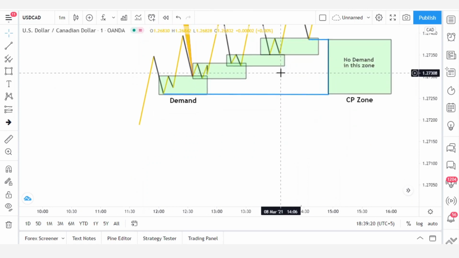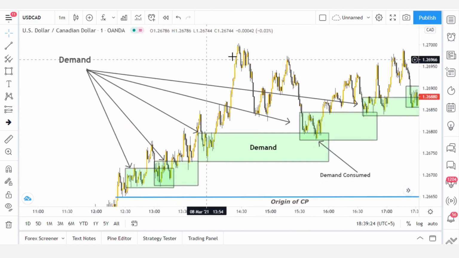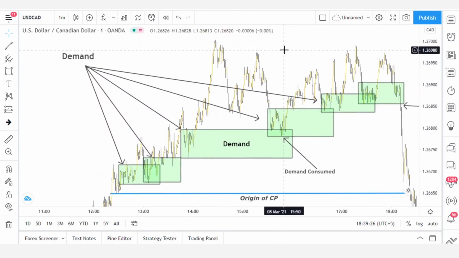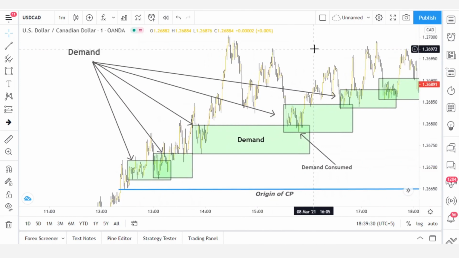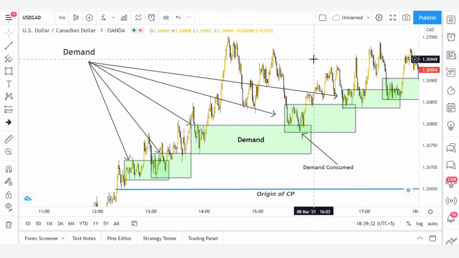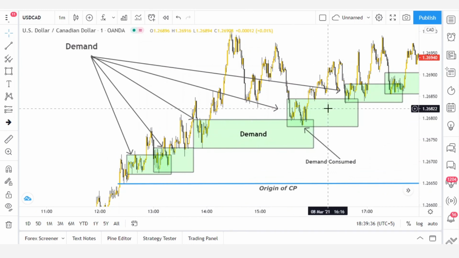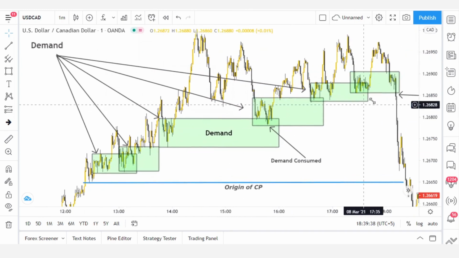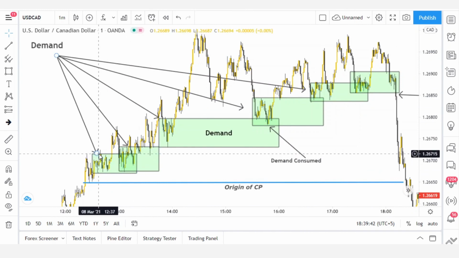Now let's look at the live chart. I have already drawn the chart to save your time. Now look at these demand zones. All are retested and not fresh zones. This is a demand zone, this one, this, and this one. And now watch here. This is the demand zone.